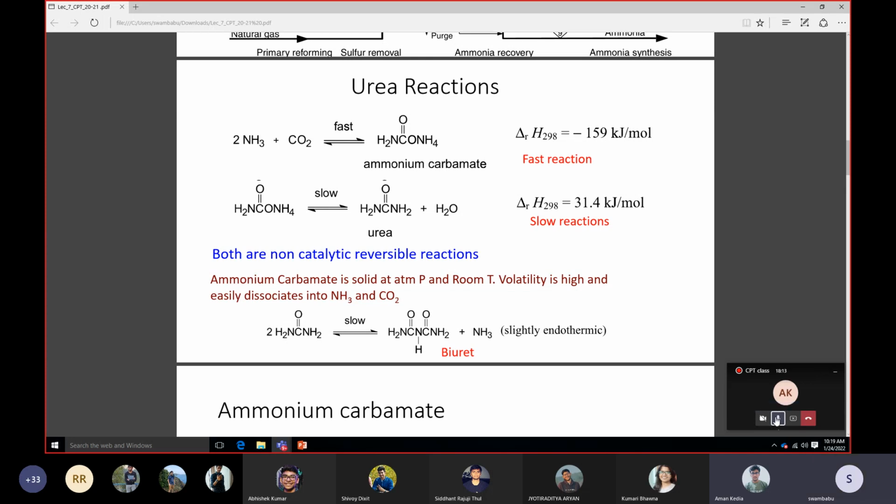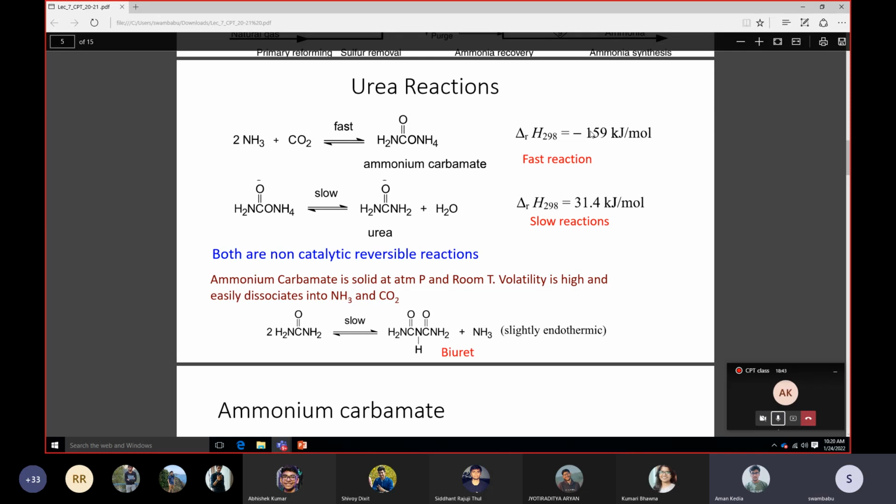Sorry. The second reaction: ammonium carbonate dissociates into urea and water. This is a slow reaction, and again, this is an endothermic reaction.